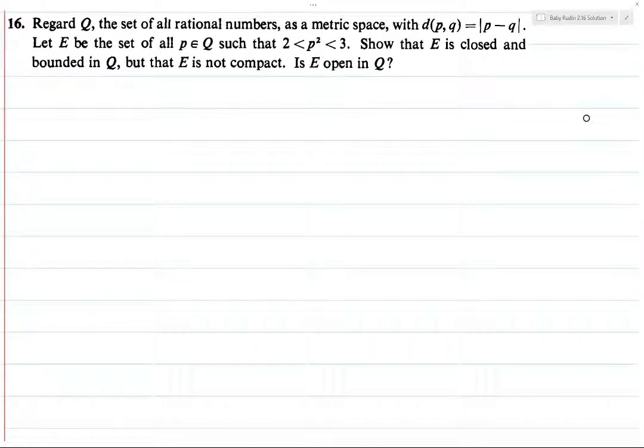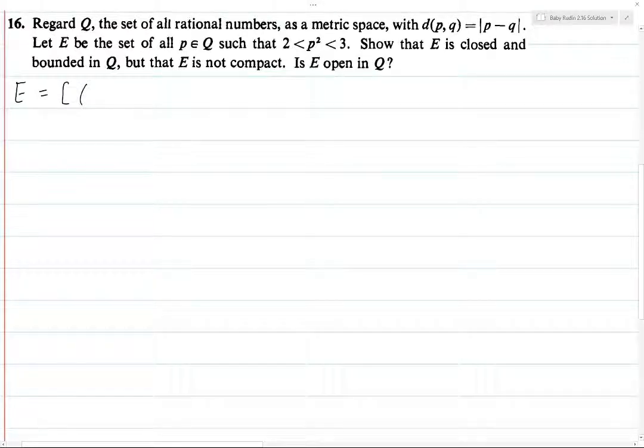Alright, so we know that in R, closed and bounded sets are compact, but in Q, that's not true. And we're going to prove that here. And so, of course, we have this set. Q are the rationals, E is some set. We have the standard distance. So E is the set of all rationals p such that p squared is between 2 and 3.